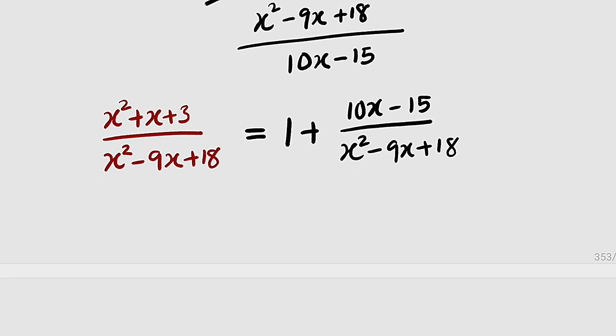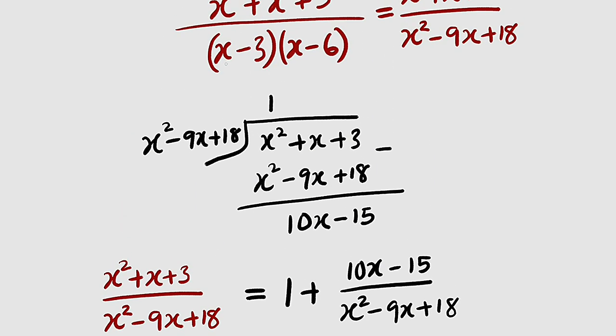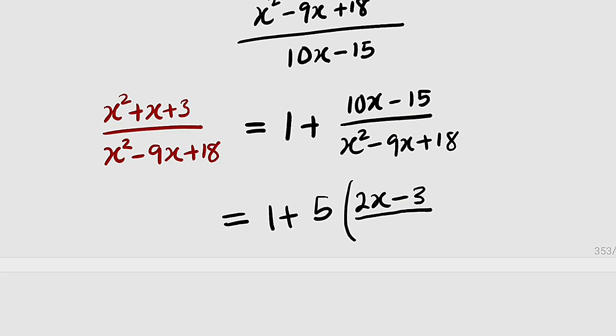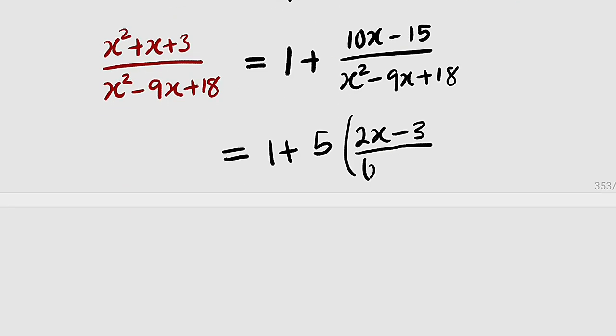So let's just reduce it. This is the same thing as 1 plus 5 multiplied by the whole of this, 2x minus 3. If you expand this, you're going to obtain this back. Then divide by this. You know, this can be factorized as well because we have it here as x minus 3 multiplied by x minus 6. So we have x minus 3 multiplied by x minus 6.